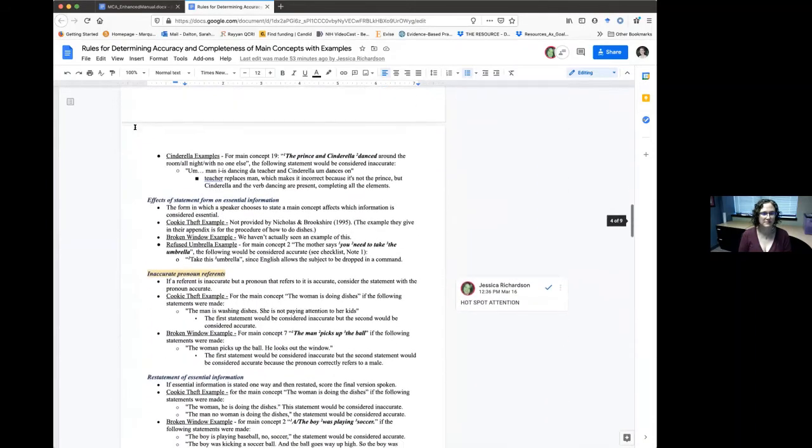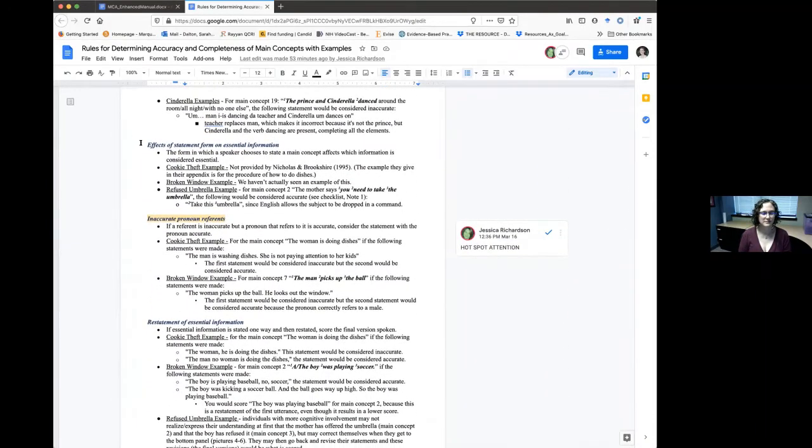The example that they gave was for one of their procedural discourse tasks. With the refused umbrella, and we actually included this in the refused umbrella checklist in the original published checklist, for main concept 2, the mother says you need to take the umbrella. Take this umbrella would be considered accurate because commands in English allow for the subject to be dropped. So that's one of the very few examples that we really had of this rule. This is not a rule that we visit very often.